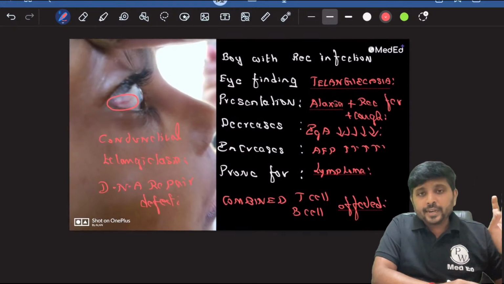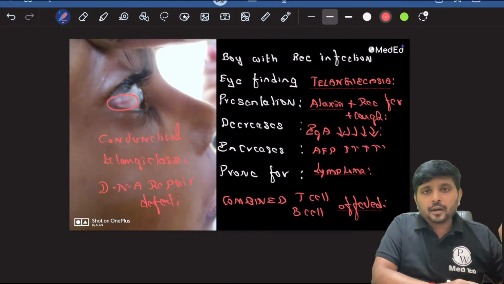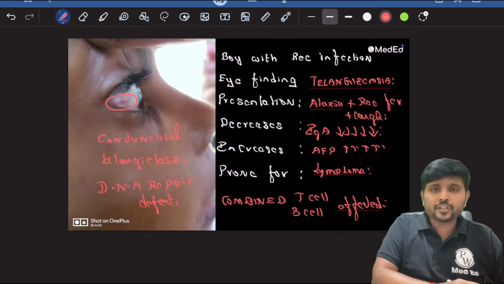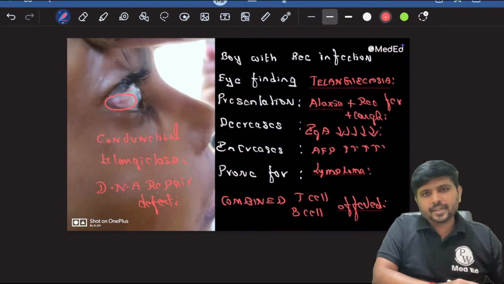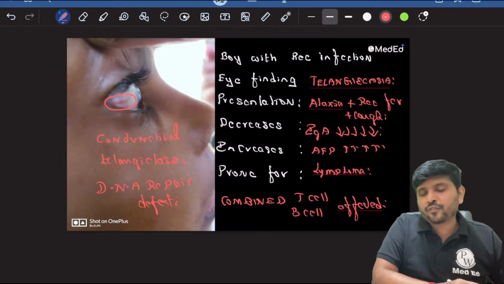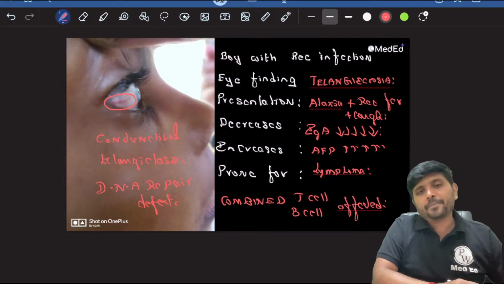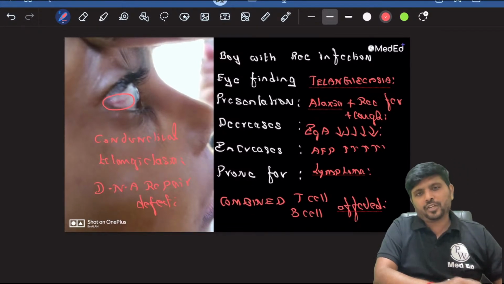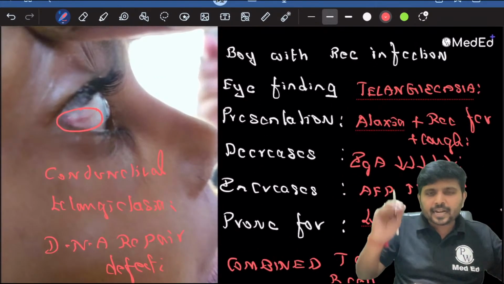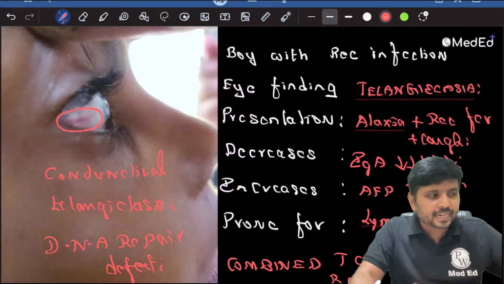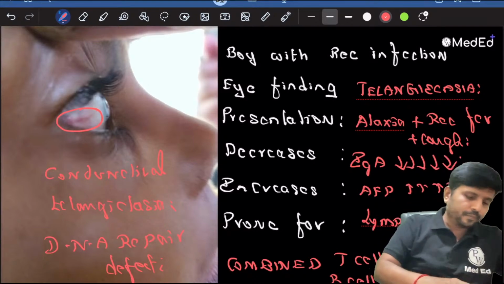So, recurrent infection, bronchiectasis, telangiectatic blood vessels, ataxic or drunken gait, alpha fetoprotein elevated, IgA decreased, prone to malignancy, DNA repair defect, comes under combined T cell and B cell disorder. Okay, this is ataxia telangiectasia.